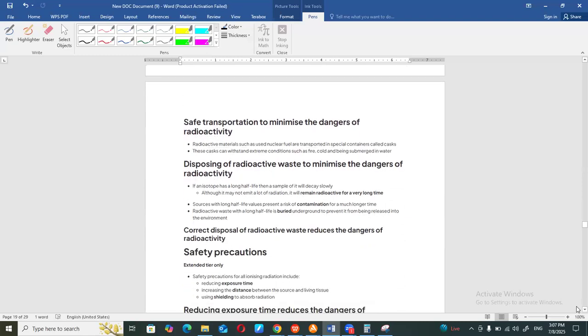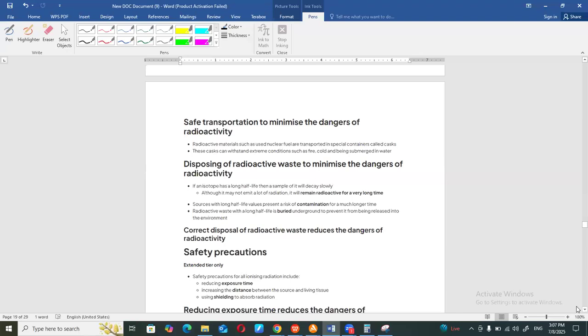Next, radioactive materials such as used nuclear fuels are transported in a special container called casks. Casks can withstand extreme conditions such as fire, cold, and being submerged in water.